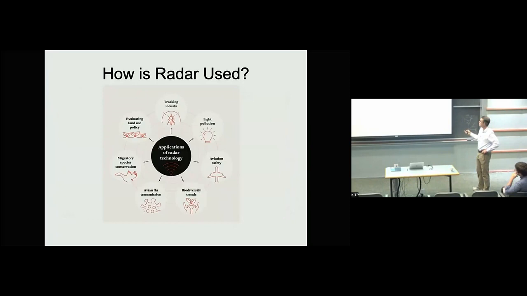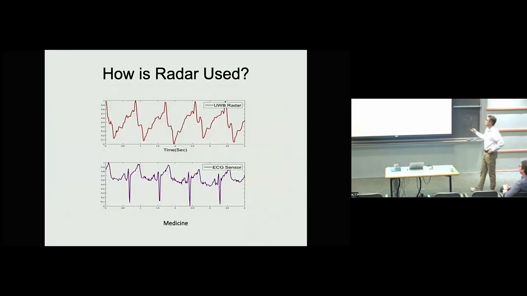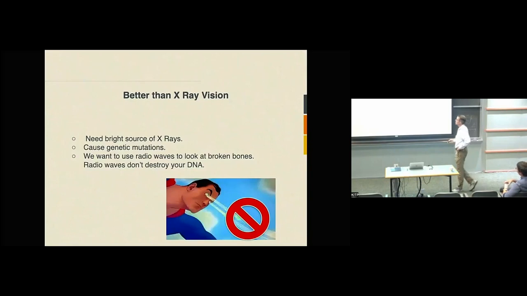It's used, radars can tell the difference between rain, snow, sleet, all different kinds of things. It's used in tracking locusts, in light pollution, aviation, looking at biodiversity. It's even used, for example, in medicine, where here is an EKG sensor and here is a radar signature. So it's used extensively. One of the things we're interested in is seeing if we could actually use it even in imaging, biological imaging, if we can get the resolution high enough.